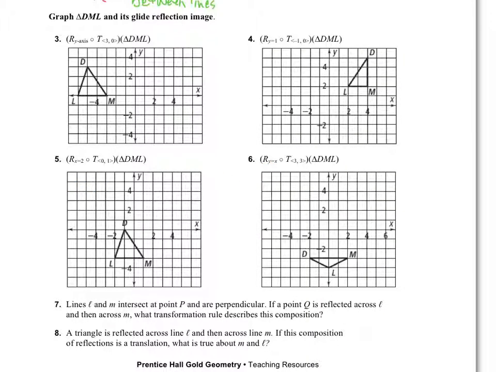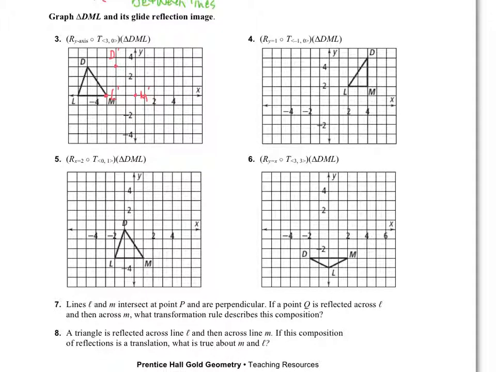So let's go ahead and perform this translation first on this one. We're going to move every point 3 to the right and up 0. And so 3 to the right means I'm going to go 1, 2, 3. So this point for D is right here, and so that's D prime. And then for M, that would be 3 to the right for M, so that's M prime. And then right here where M is now is L prime. So don't connect those dots.